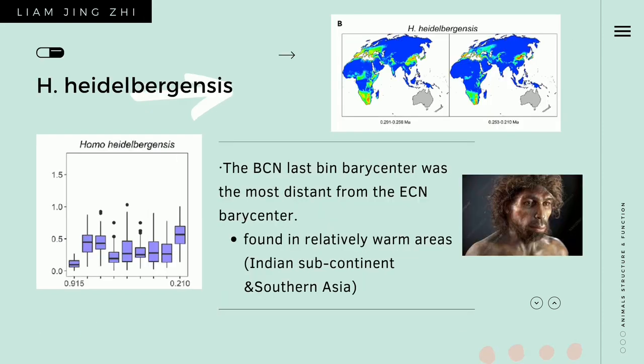Moving on to Homo heidelbergensis. In this species, the BCN last bin barycenter was the most distant from the ECN barycenter, and this species was found in relatively warm areas, which is the Indian subcontinent and Southern Asia.